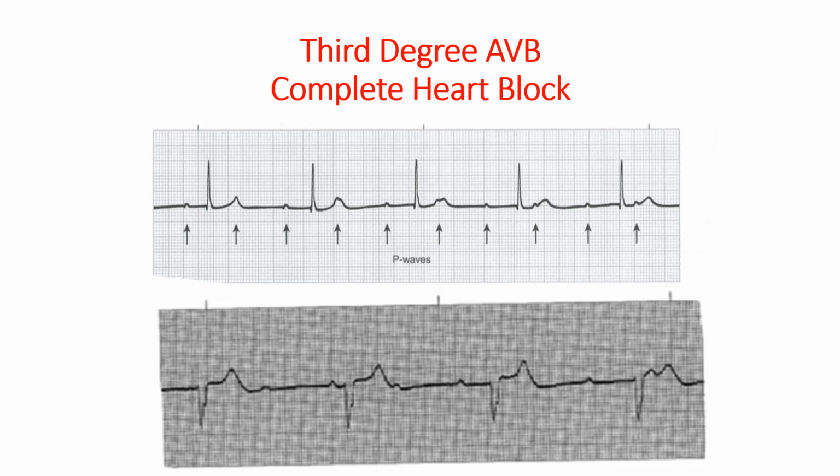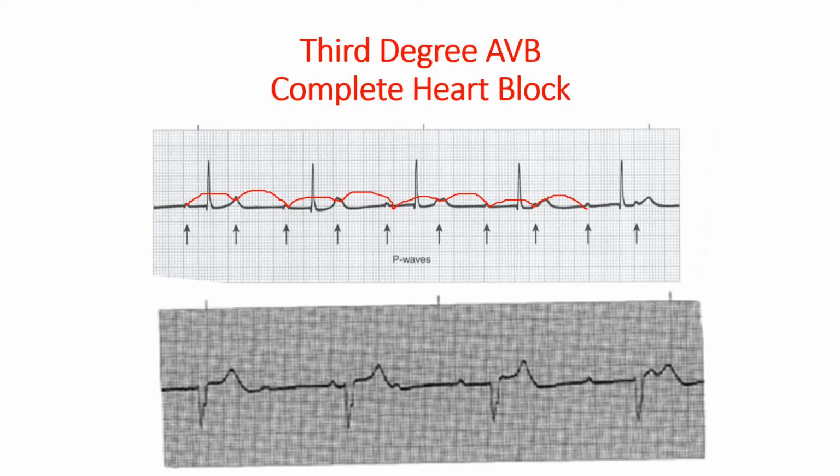QRS. In the bottom one, it's slower because, again, there's no communication between the atriums and the ventricles, so therefore the backup pacemaker that kicked in is the ventricles, and because the ventricles will fire at a slower rate as a backup pacemaker, usually 40 or less, you're going to have a wider QRS and a slower R to R. So in both of these, you can see that there are P waves that are marching along, doing their own thing, and you're also going to see there is no communication between the P's and the QRS's.